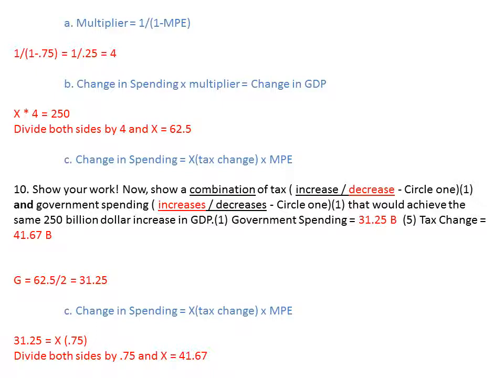In other words, you need to cut taxes by $41.67 billion. People will spend 0.75 of that, which is $31.25 billion. That goes through the same multiplier process of 4 and creates $125 billion in increased GDP. That, with the government spending through its own multiplier process, creates the same increase of $250 billion.